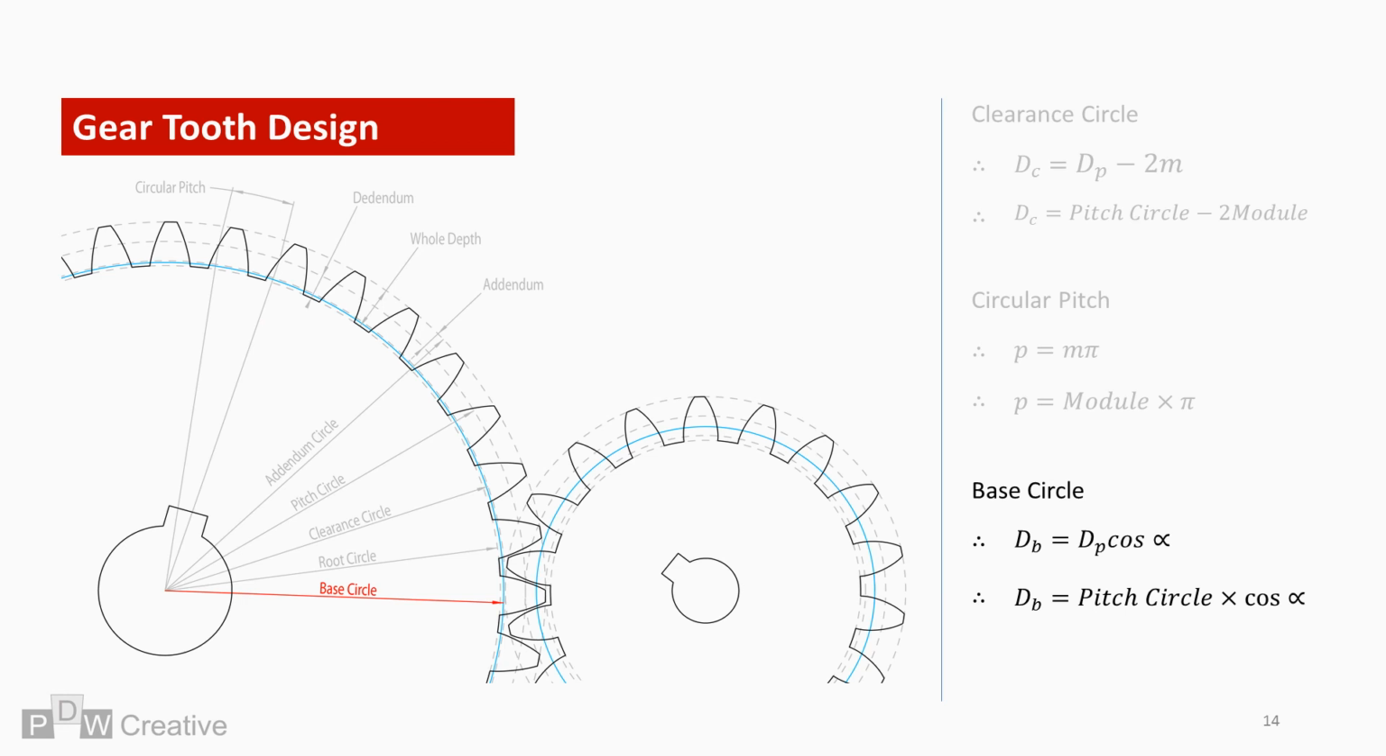The base circle is one parameter that can be vastly different across both meshing gears. In the case of this gear scenario, the larger base circle is close to the clearance circle, while the small gear base circle is nearer the pitch circle. The calculation for the base circle is pitch circle times cosine of the angle of the tooth interaction.